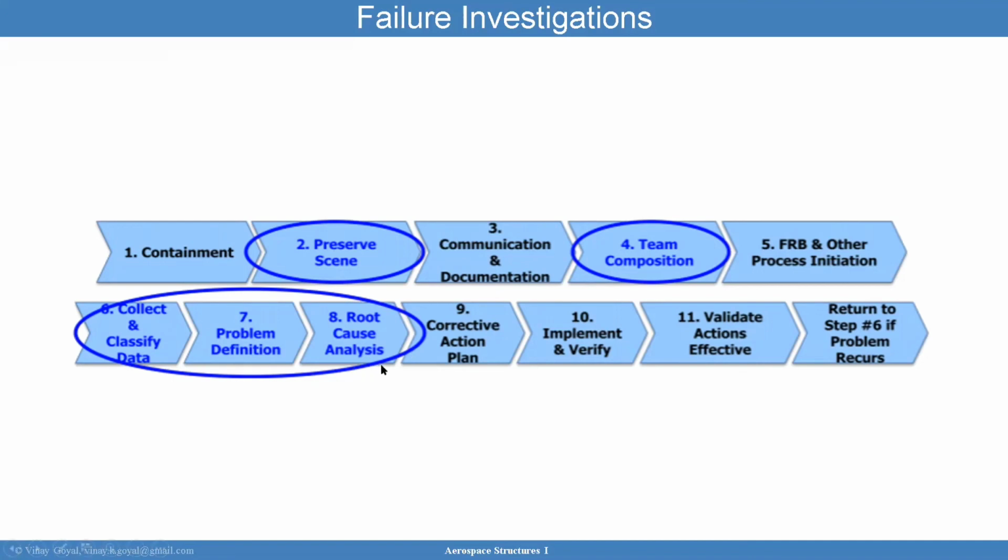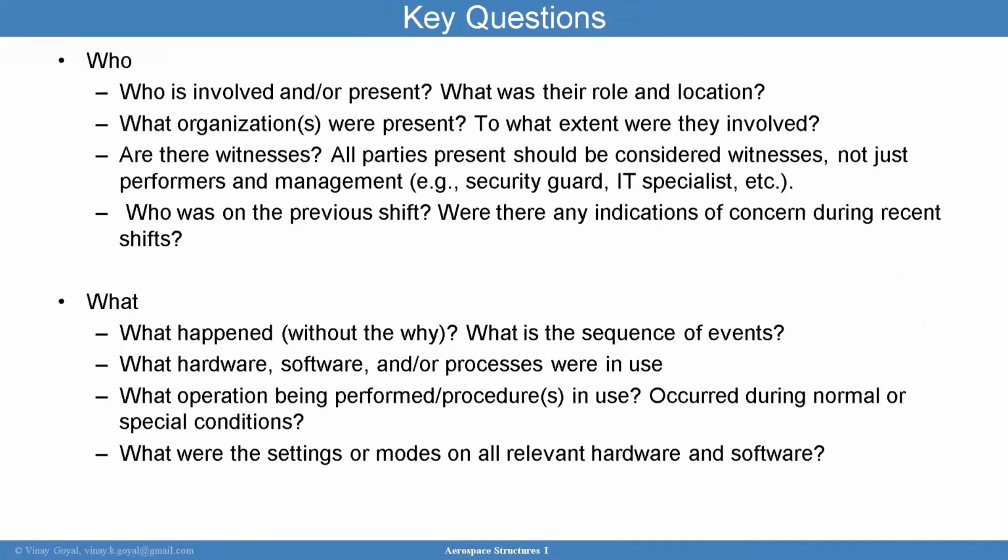And then for issues that have been identified, we want to implement a corrective action plan, and then verify and validate it to make sure it's effective. And then you want to return back to step 6 if the problem continues. But in this process, you may want to do some analysis and testing to validate those issues.